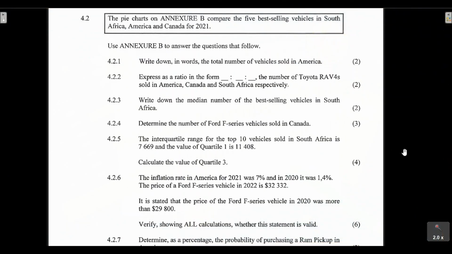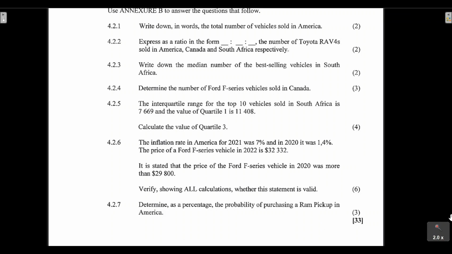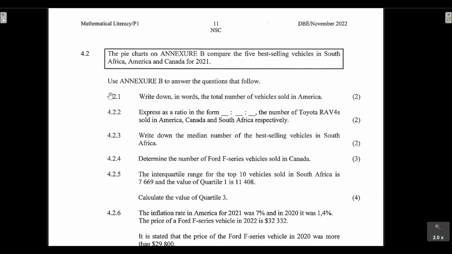Like I mentioned, we're going to be tackling question 4.2. Question 4.2 has data handling, right? We're going to be calculating the median. We're going to be calculating the interquartile range. We are using the interquartile range actually to get quartile 3. We're going to be doing some inflation calculations. We're going to be doing some ratios, right? And we're also going to be calculating a percentage, when we calculate probability as a percentage. So let's have a look at question 4.2.